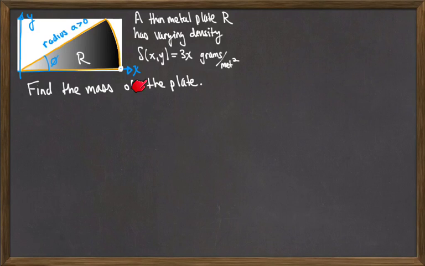And that might be described by some function here. Here I have the function delta. It depends on a point xy. And apparently the density at a point xy is given linearly by 3 times x. And that's a density, so it's something like grams per unit of area. It's 3x grams per meter squared, or whatever units you happen to be looking at here. And what we'd like to do is find the mass of the plate.